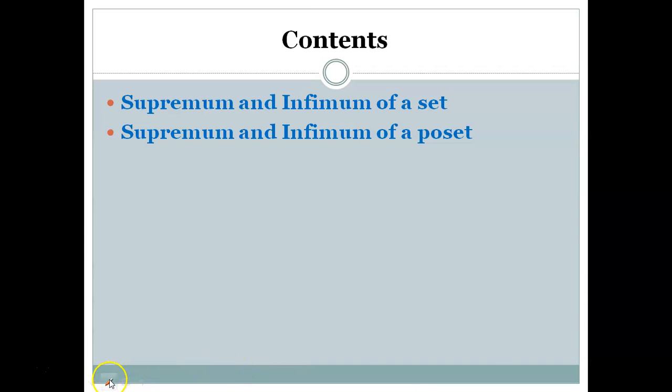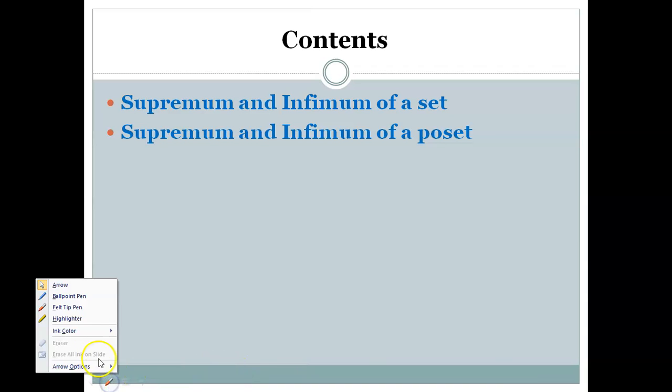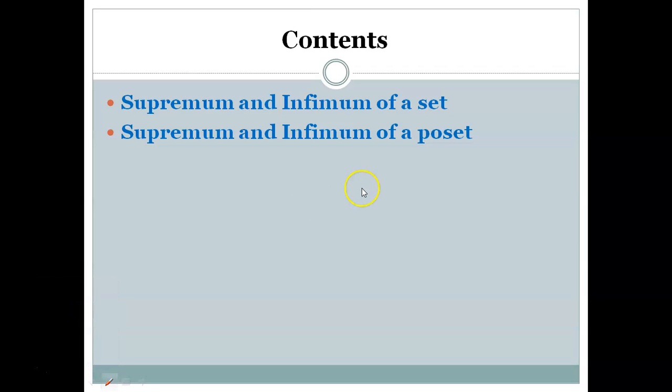Why are we discussing these concepts in discrete mathematics? Because the next topic we are going to discuss in discrete mathematics is the lattice. In order to define a lattice, you must know the concept of supremum and infimum.